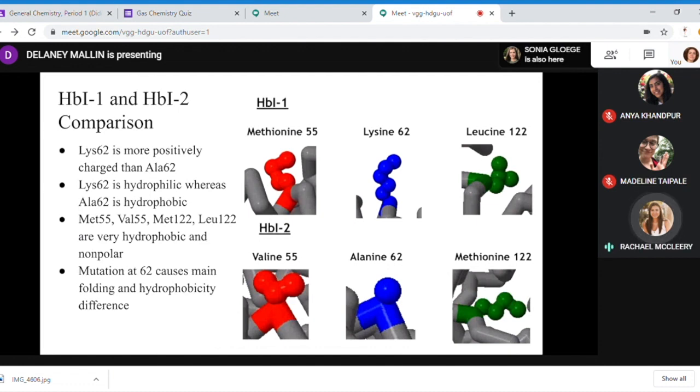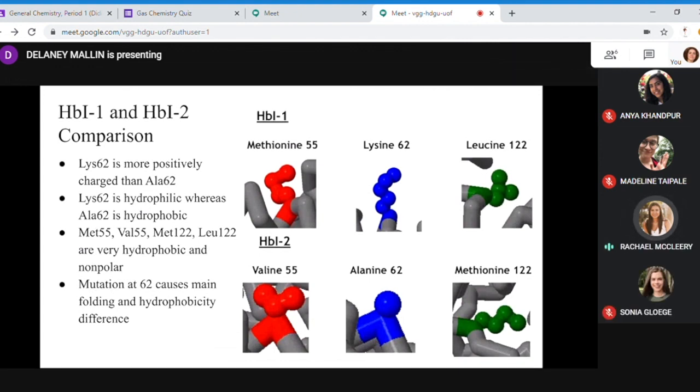By observing these differences, it can be inferred that the substitution at site 62 is most responsible for the differences in the folding of the beta-1 chain between the 2 genotypes, as lysine is hydrophilic, whereas alanine is hydrophobic. However, it is also important to recognize that the mutations at locations 55 and 122, while their amino acid replacements are similar, still alter the folding pattern of the beta-1 chain of each hemoglobin molecule.